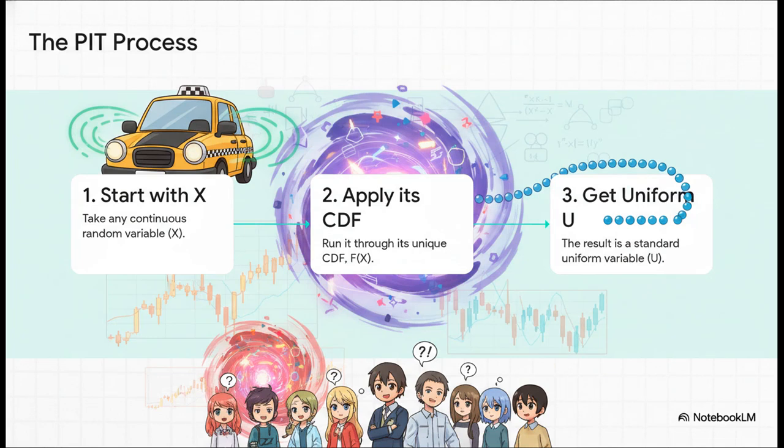Okay, let's break that down step by step. First, you start with your variable. Let's say it's our taxi waiting time. Second, you apply its own specific exponential CDF to it. And third, boom, out comes a number between 0 and 1. And the amazing part is, if you did this for stock returns, which have a totally different distribution, you'd also get a number between 0 and 1. Suddenly, everyone is speaking the same language.